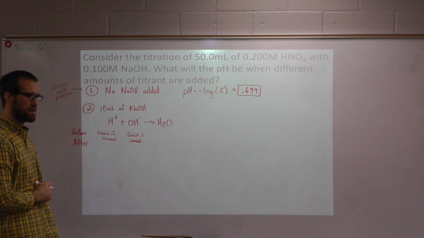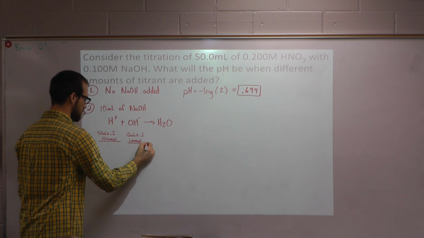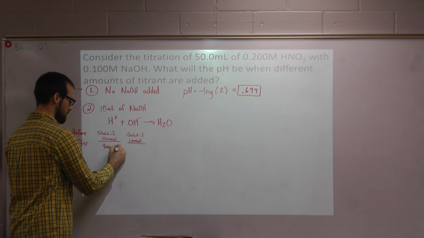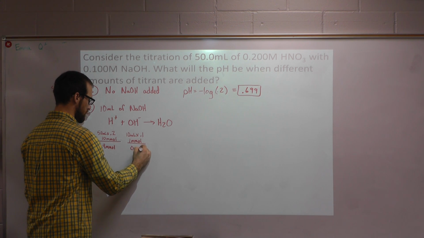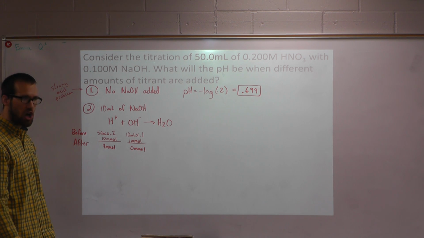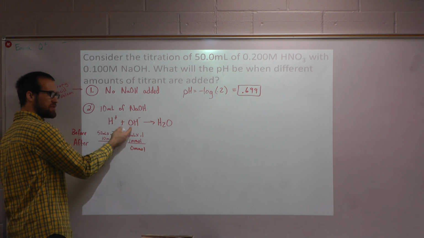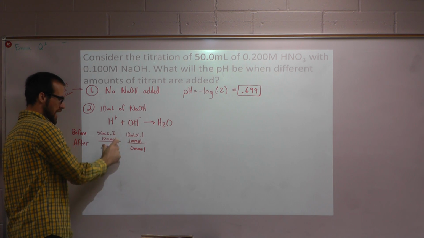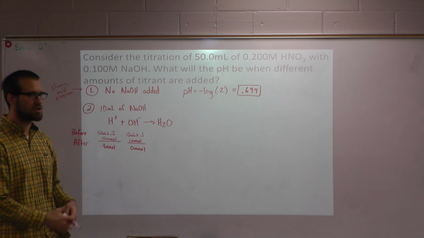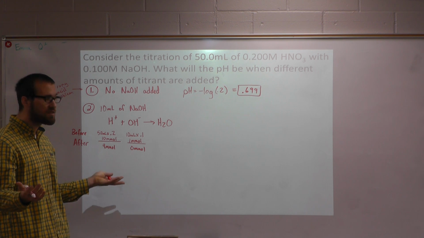Do my stoichiometry. Subtract 1. Do I care how many millimoles of water are produced? No. All I want to know is, I neutralize my strong base that I added, and I have a certain amount of strong acid left. Do I have to do the Henderson-Hasselbalch equation? No, it's not a buffer problem. I just need to find the concentration and take the negative log of it.